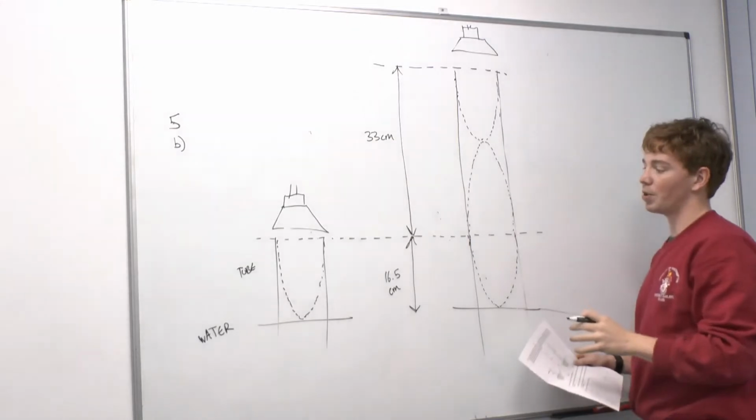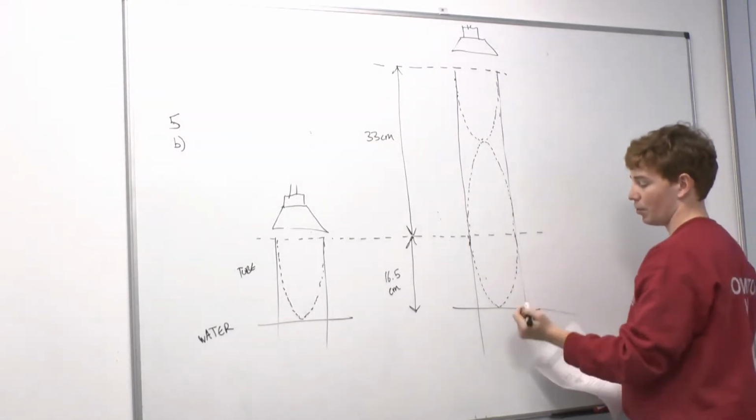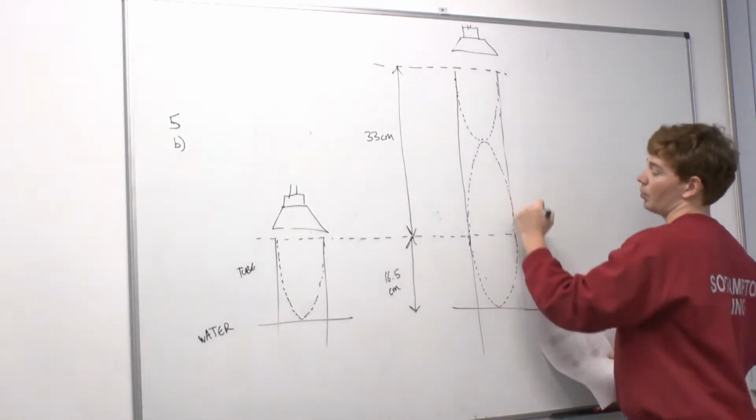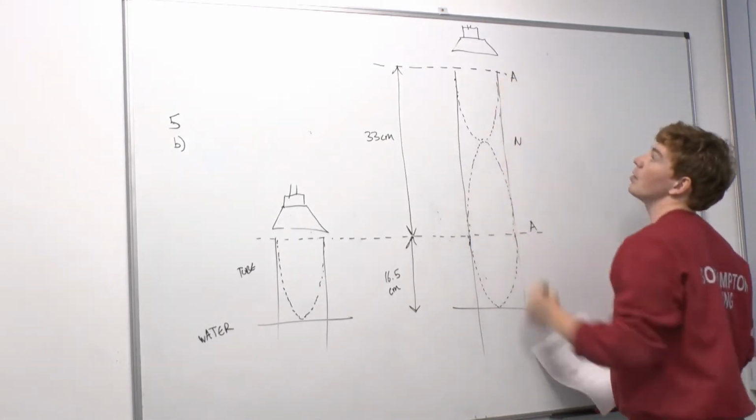So the second part of this question says label with an A or an N where the nodes and antinodes are. So we've got a node at the bottom because it's closed, we've got an antinode here, another node, and a final antinode.